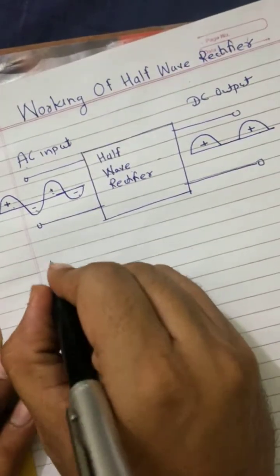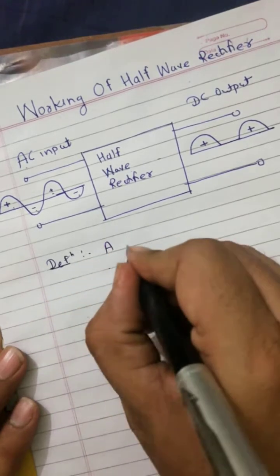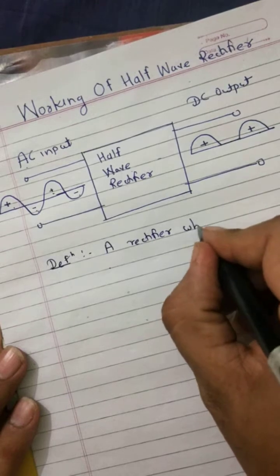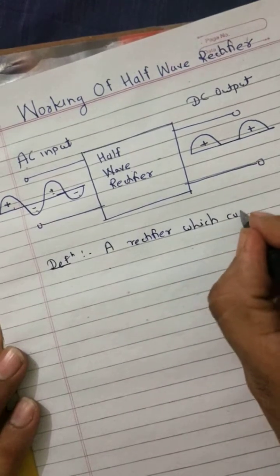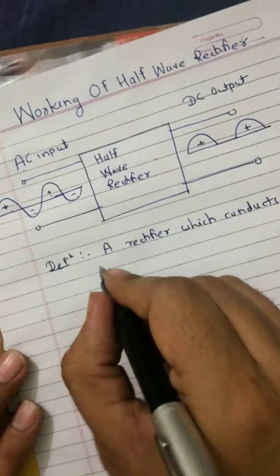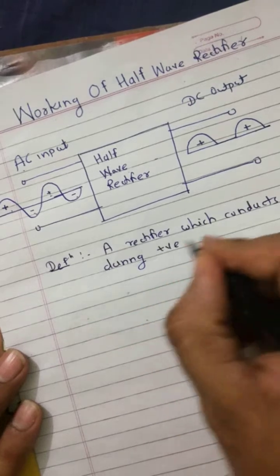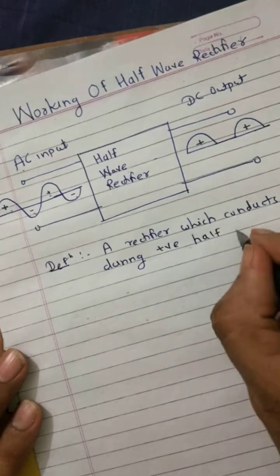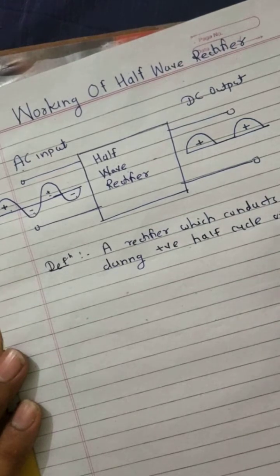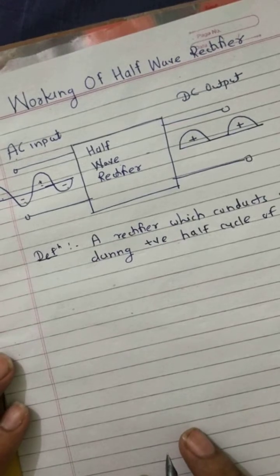So the definition of half wave rectifier is a rectifier which conducts only during positive half cycle of AC input. It is called a half wave rectifier circuit.